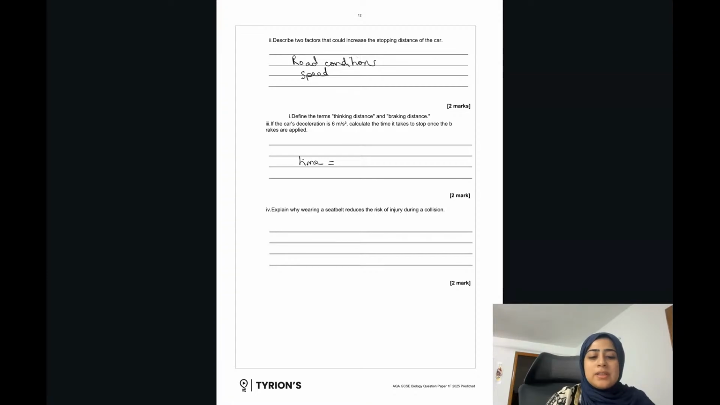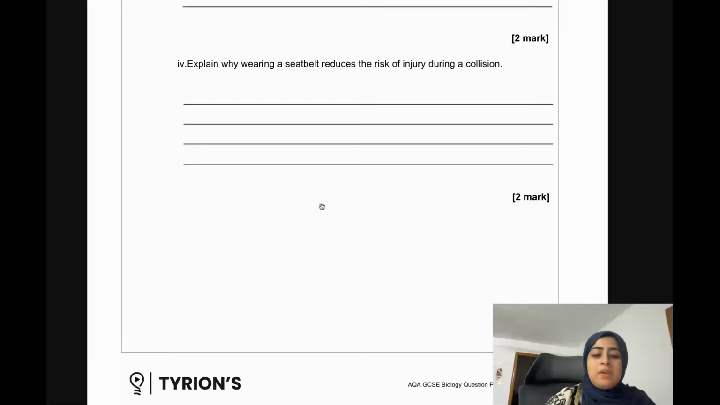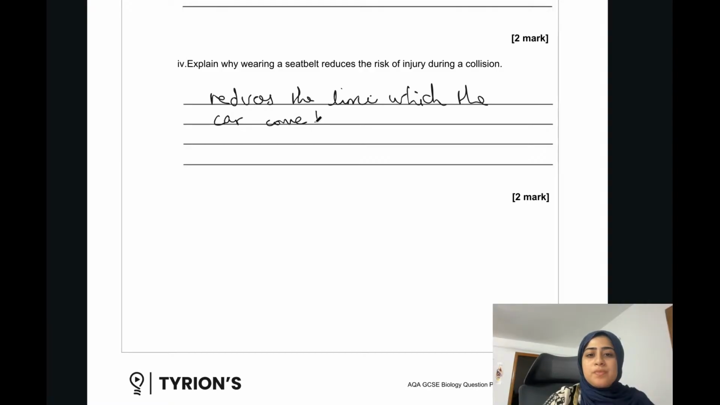Explain why wearing a seatbelt reduces the risk of a collision. This increases the time over which the car comes to a stop, so it reduces the force on the passenger. And also this reduces the force as well.